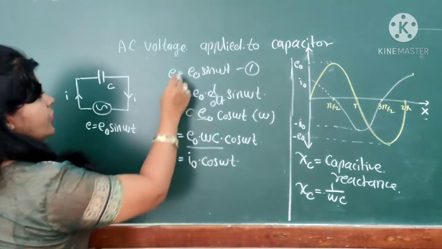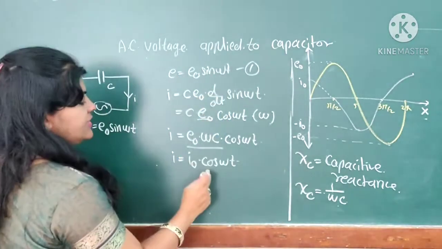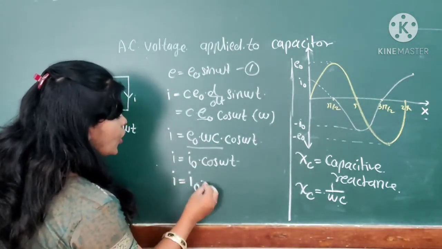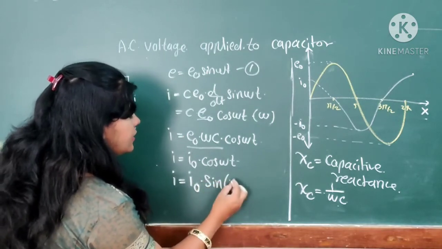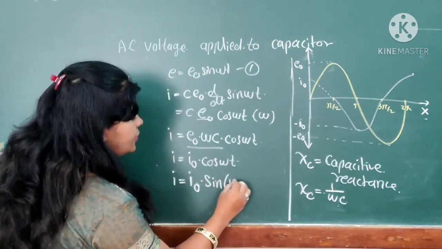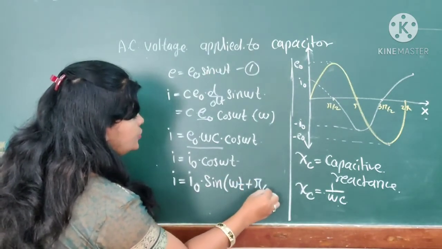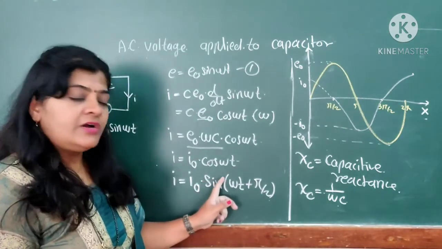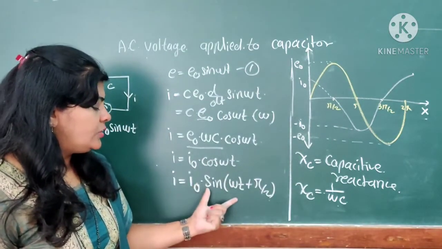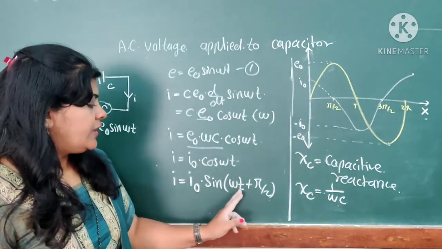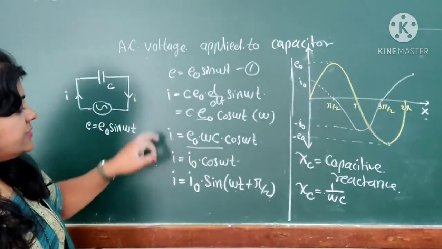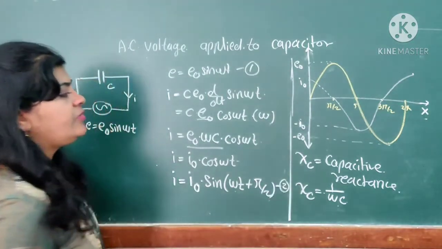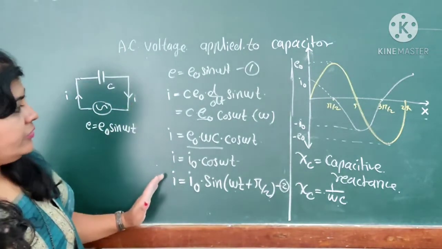After that, if we want this as a sine function as well, then I will use I is equal to I naught into sine of omega t plus pi by 2. This cos omega t is converted into the sine function by omega t plus pi by 2. These are the two equations, instantaneous current and EMF. How to plot the graph of it?